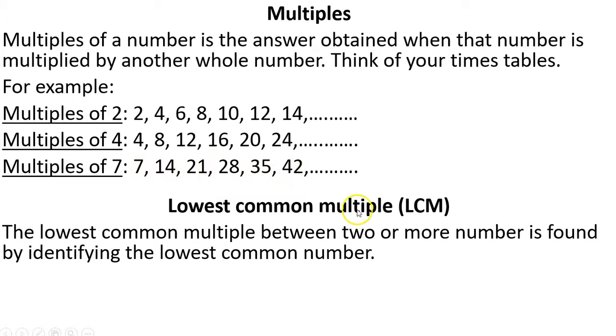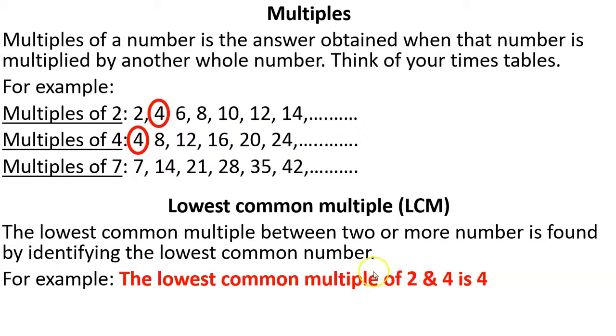Now the lowest common multiple, so LCM, something that we did in Term 1. The lowest common multiple between 2 or more numbers is found by identifying the lowest common number. So the lowest common multiple of 2 and 4. I look at my multiples of 2, look at my multiples of 4, and I'm looking for the lowest number that's the same. In this case, 4 is the lowest common multiple between both 2 and 4. 8 is common, 12 is common, but the lowest one of those is 4. So 4 is my lowest common multiple.